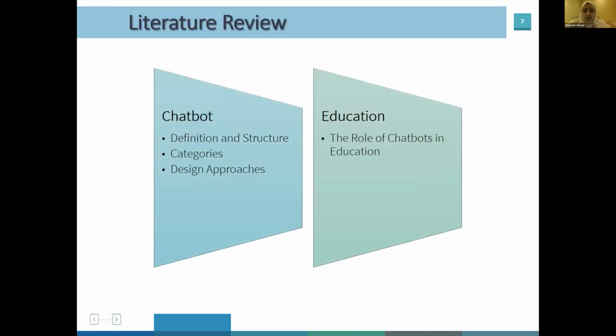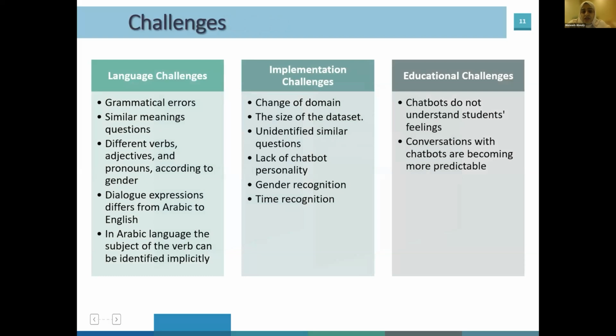As a literature review, we study this problem from two perspectives. The first one, we study the chatbot, its definition, structure, categories, and the different design approaches. And we also study the role of chatbots in education. We end up with many challenges that face the implementation and use of chatbots in education in terms of languages and implementation, and also from an educational perspective. There are details in this section in my paper if you want to refer to it.